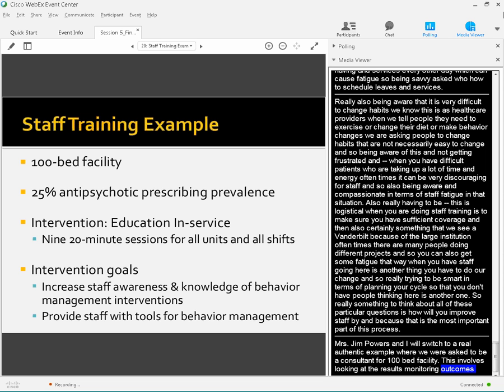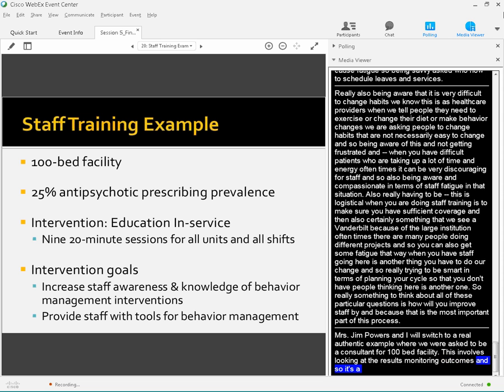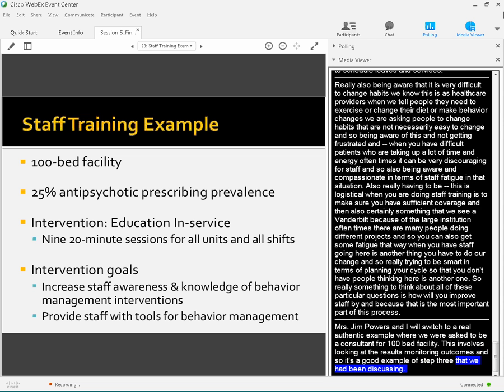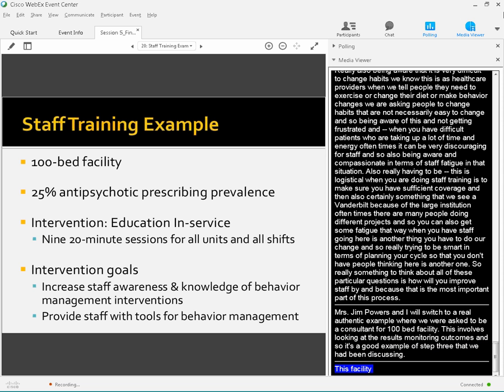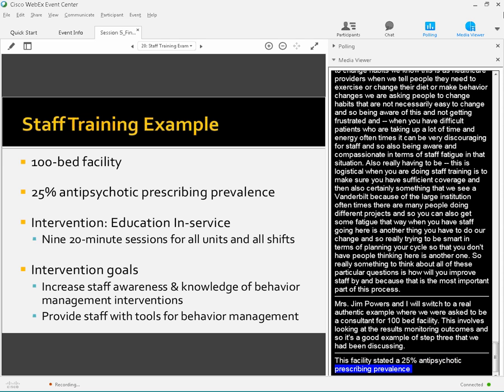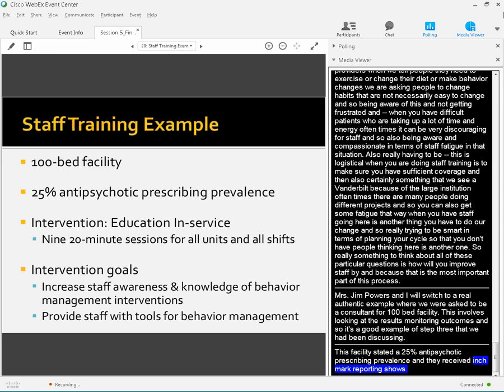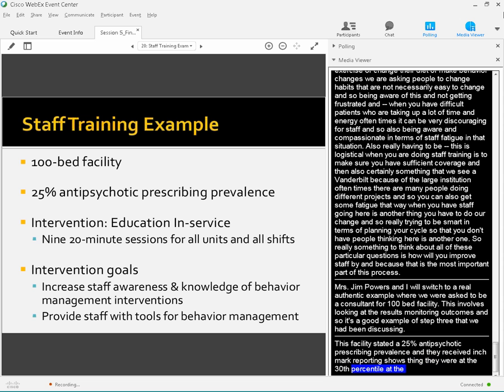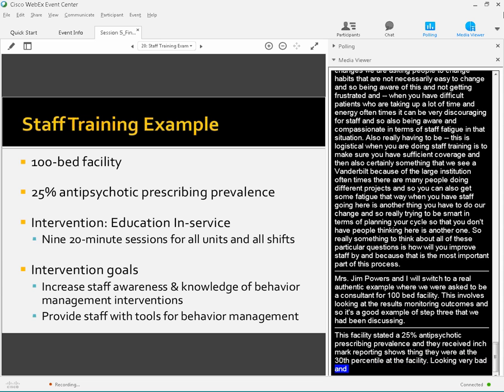This facility faced a 25% antipsychotic prescribing prevalence, and they received benchmark reporting showing that they were at the 30th percentile compared to regional peer facilities. Looking very bad, and the administration said we have to do something. We recommended an in-service educational intervention.